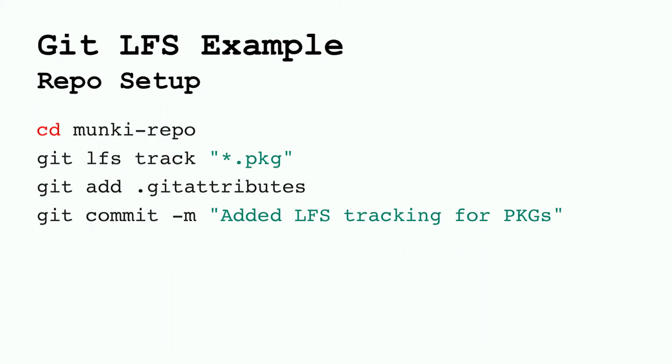So if you want to use it for a particular repo, go to that repo. Then you say git LFS track and do some kind of pattern for what you want to track. In this case, I just said star package, anything ending in package. That modifies your git attributes file. Then if you add and commit the change to that attributes file, now LFS is up and working.